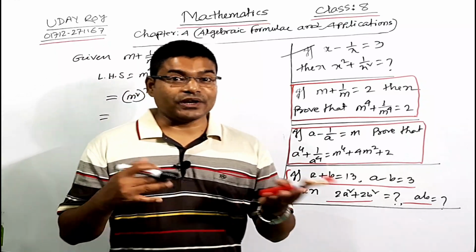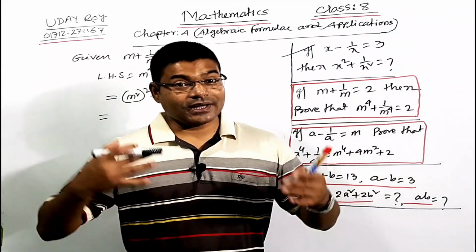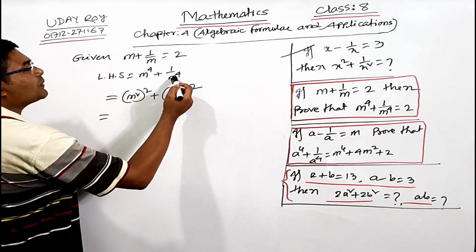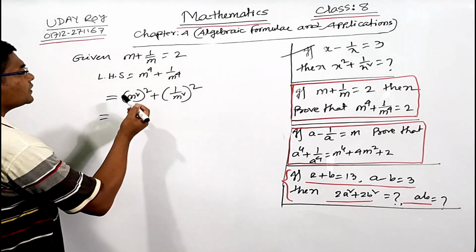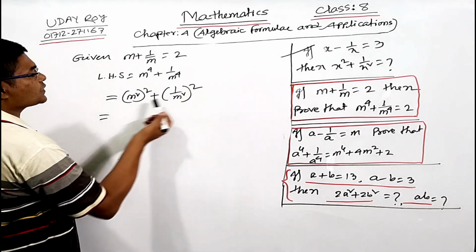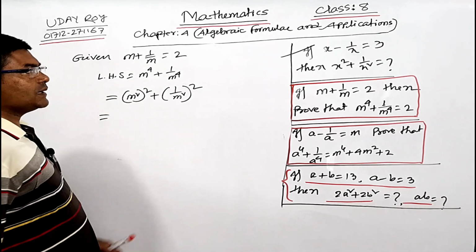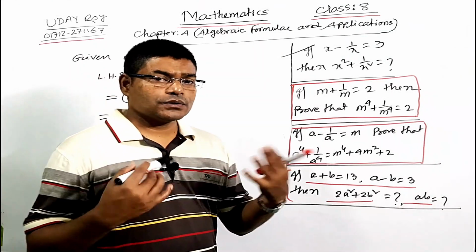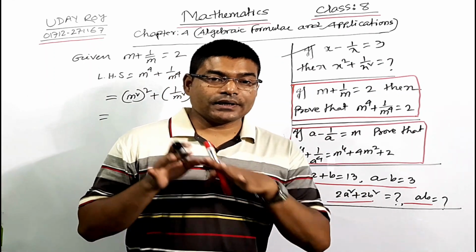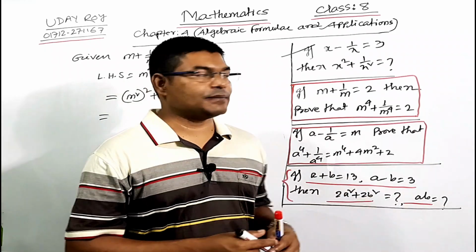2 to the 4 we know. I think you all know 2 to the 4. So here is m to the power 4, 1 by m to the power 4. So m square then whole square, 1 by m square whole square. So a square plus b square, a square plus b square. So we know the rules. A square plus b square corollary equal to a plus b whole square minus twice ab. So we know.